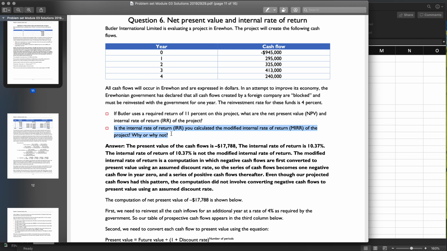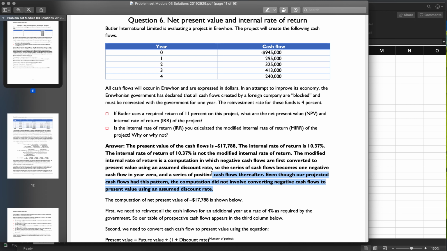Okay. The second part of the question is not something that we went over in class, but the modified internal rate of return. It essentially says that you take cash flows that are negative and discount them back at a different rate of interest. You only have one negative cash flow, and it is in year 0, so there's no discounting anyway. So technically, depending on how you look at it, you could say that it is or isn't a modified rate of return. According to this solution, it's not because you don't have to do any discounting.